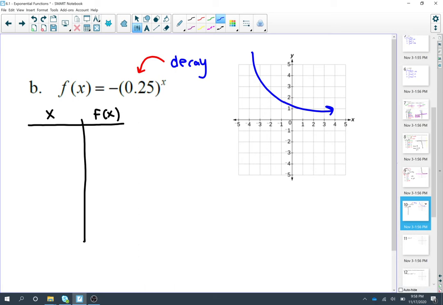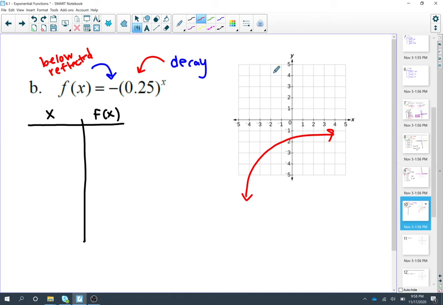Now, the next thing I'm looking at is the negative. If it's negative, is it going to be above the x-axis, like the one I just drew, or is it going to flip and go below the x-axis, like the red one? Well, based on the fact that that's a negative, I'm going to say it's going to be below, or reflected, to kind of flip down. So my ultimate guess before I actually plot any points is that my graph is going to look like that. So let's see how we did.